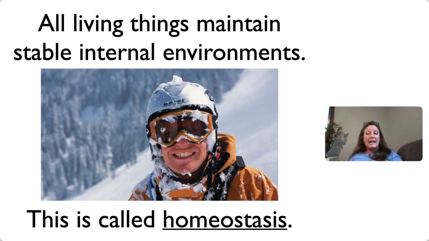Finally, all living things maintain a stable internal environment despite changes to the external environment. And this is called homeostasis. So obviously this fellow is managing to stay warm. His body temperature is still 98.6 degrees Fahrenheit. And even though outside, clearly with the snow, it is much less than that. So being able to keep the internal environment stable, even when the external environment changes, that is homeostasis, and all living organisms can do it.